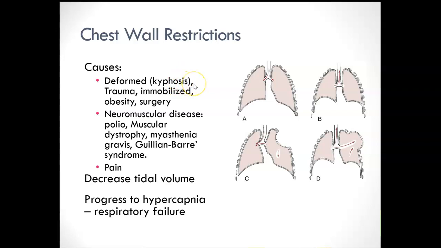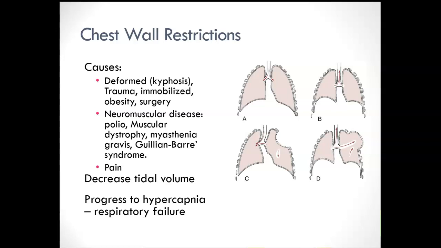You also want to think about chest wall restrictions that your patient may have. Could be things like scoliosis or kyphosis, a trauma of some sort. Maybe they had to have surgery. Maybe there was a tumor on one side and part of the lung was removed.